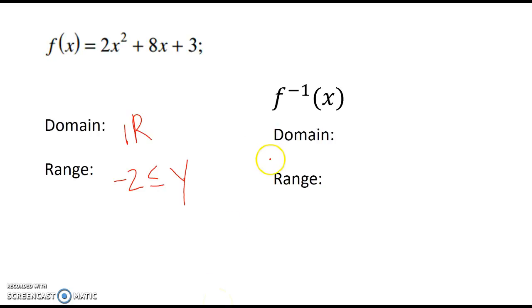Now we're going to think about the inverse. And what an inverse does is it switches the x and y's. Well, if domain is just my x and range is just my y's, those should flip. So now my domain should be this, and my range should be this. And then we're done.